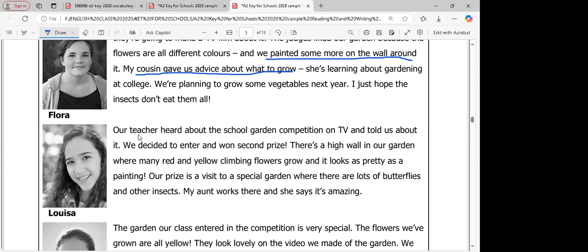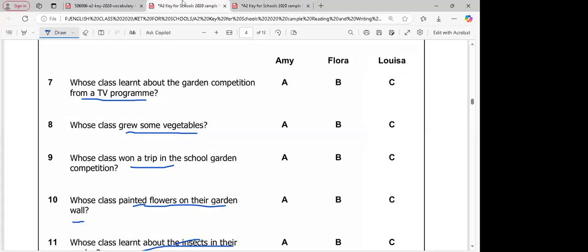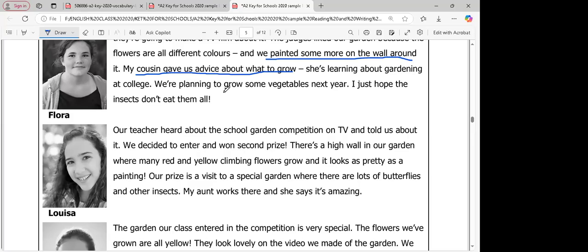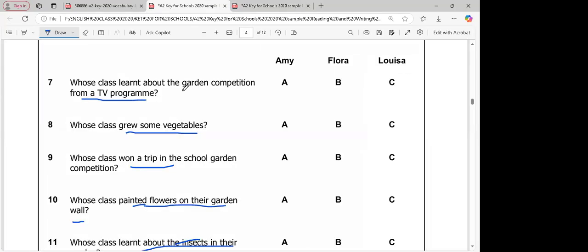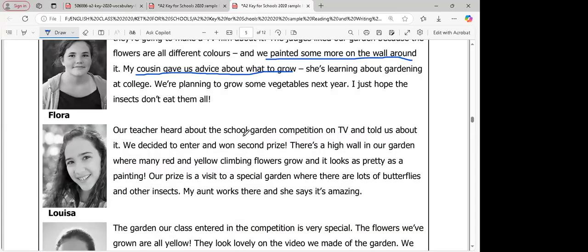Okay, so question 7. Yes, it says here, learned about the garden competition from a TV program. I guess, yeah, garden competition on TV. Yes, heard about the school garden competition on TV and told us about it. We decided to enter and won second prize.